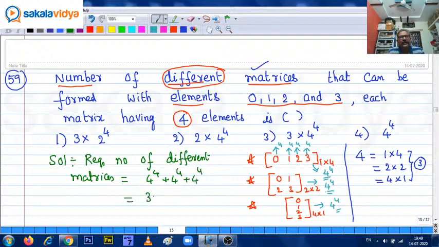Total we get 3 times 4 to the power of 4. That means the third option is the right option. Third option is the right option.